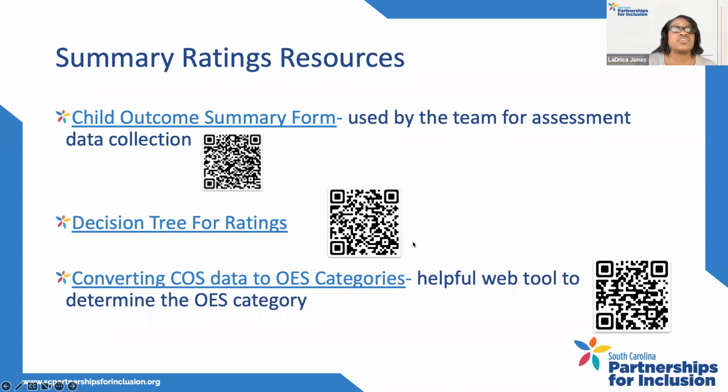The next QR code is for the decision tree for ratings. You can use this decision tree to determine the rating of a child. That rating is on the form I just showed you with the 1 through 7. And then that third link here, that QR code, is a helpful tool to determine the Office of Special Education Programs category, the OSEP category. It's a calculator, and we'll go through that in the next couple of slides. It's going to pull together and make sense.